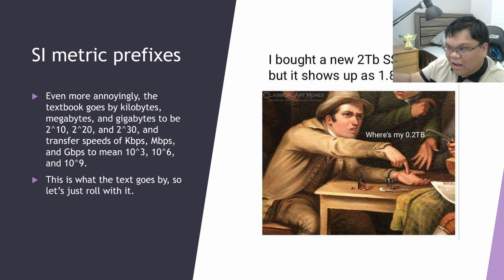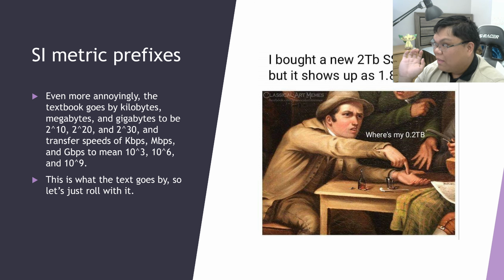The textbook, oddly enough, defines kilobytes, megabytes, and gigabytes as 2 to the 10th, 2 to the 20th, and 2 to the 30th. But then it uses transfer speeds of kbps, Mbps, and Gbps, kilobits, megabits, and gigabits per second, to mean 10 to the 3rd, 10 to the 6th, and 10 to the 9th. This is what I mean by it's confusing to have one system overloaded. I guess this is the industry standard right now, and it's a little bit confusing because you have a system meant for powers of 10 overloaded for powers of 2.